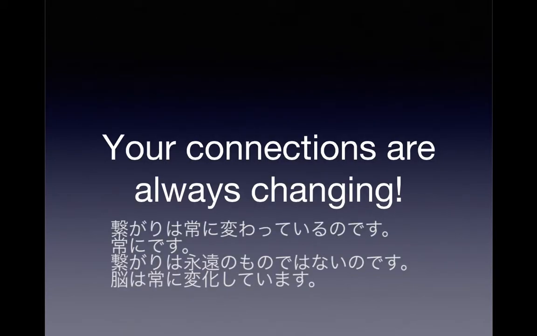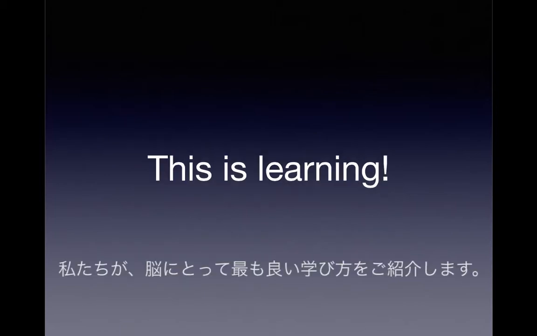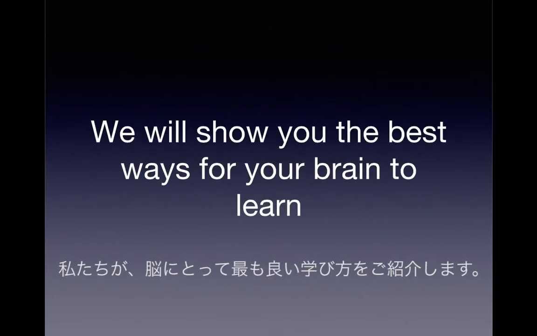So your connections are always changing. So your neural connections are always making new connections. They're meeting new neurons. They're passing new information along. So then every day, the connections are changing. These connections are not forever, and your brain is never the same. And this is what learning is all about. Okay, so you can constantly change the way that you learn, and you can constantly change the connections that are made. So we are going to show you the best ways for your brain to learn.